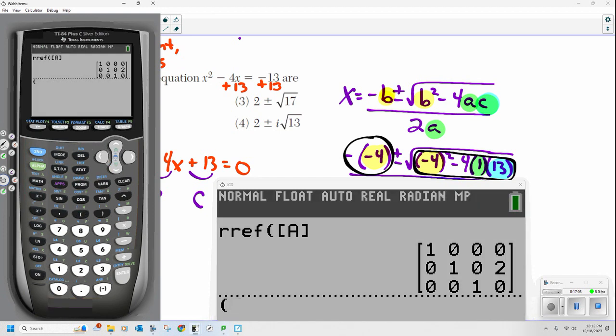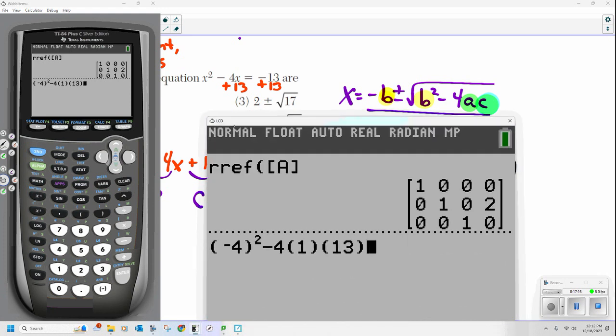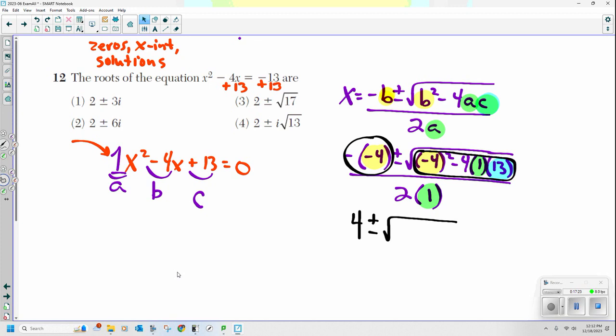Just make sure he doesn't make a boo-boo. So I'm going to take in my parentheses my negative 4, square that, minus 4 times my a times my c. All right? Notice this is everything that's underneath the radical. I do not have the radical sign here. I hit enter. It's negative 36. So all of this underneath the radical is equal to negative 36, over 2.